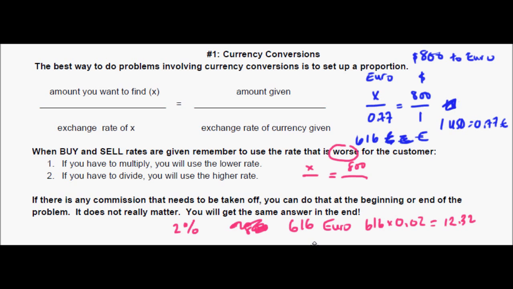Again, it's not a big deal. Just set up the proportion here, x over the amount that's given, and then put your exchange rates here and solve it. One of these is going to be a 1. If this is a 1 and that's a number, like in this case, multiply. If this is the number and that's the 1, you just divide. And you should be good to go.